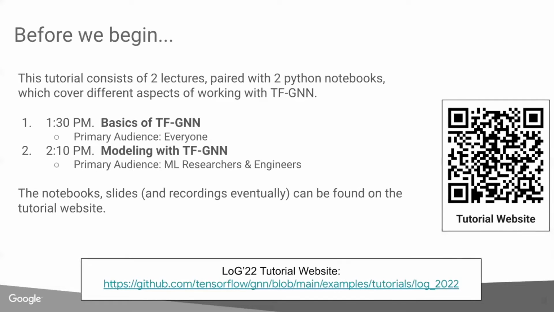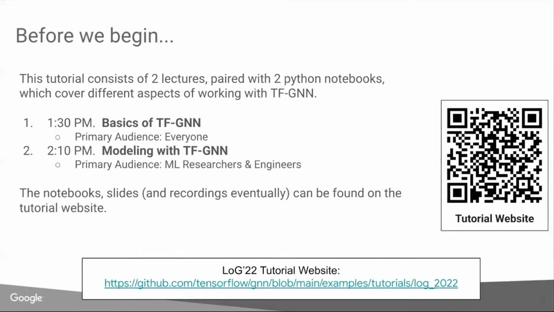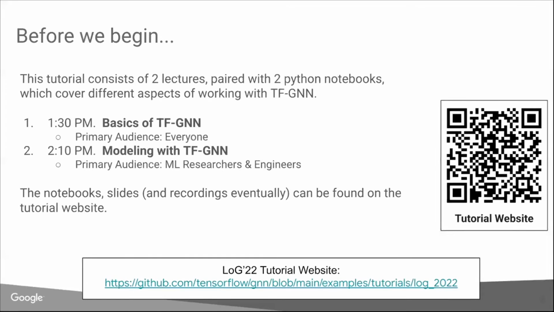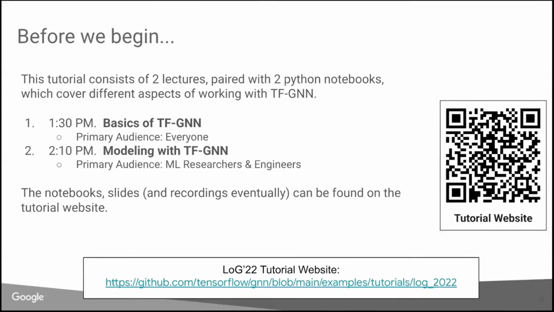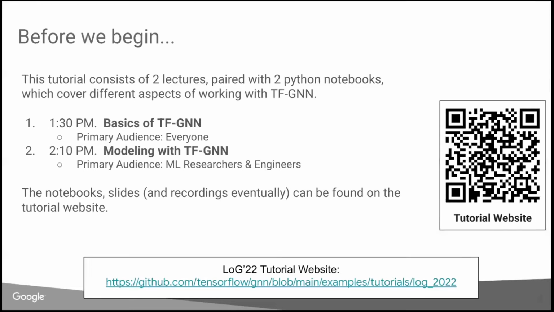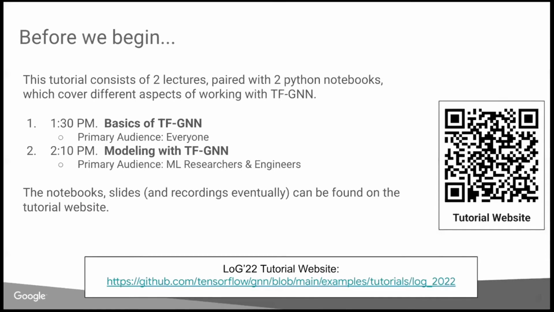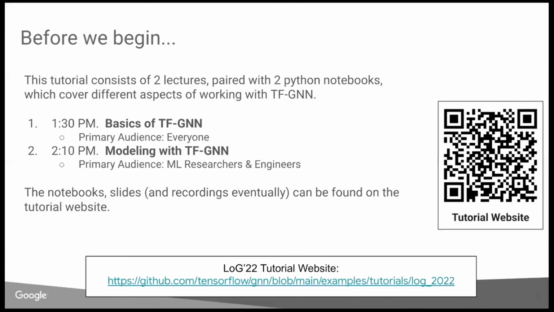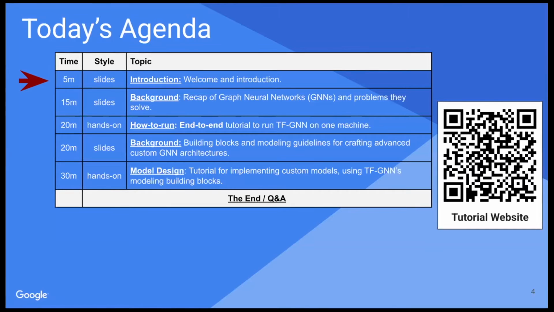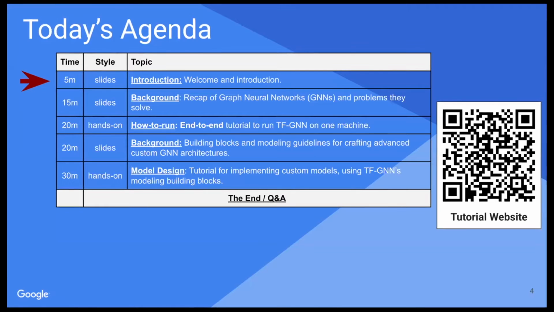This tutorial consists of 2 parts, 2 lectures, and it's paired with 2 Python notebooks, which cover 2 aspects of working with TF-GNN. One is basic: how to run and work with academic-style, medium-sized data. The second one is more advanced modeling. The first part is covered by Sami, and the second part by Neslihan. The notebooks and slides can be found on the GitHub right now. Recordings will be uploaded to YouTube, but we will also add them to the tutorial website later on when they become available. So now I will do 5 minutes of welcome and general introduction. Then Sami will take over the first part, and then Neslihan will take over the second part of the tutorial.